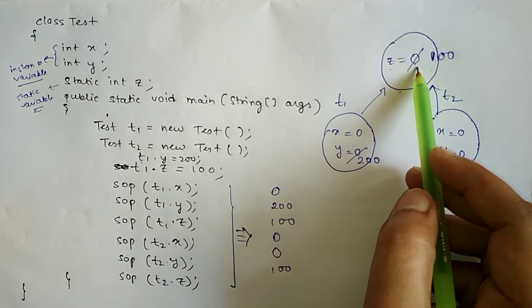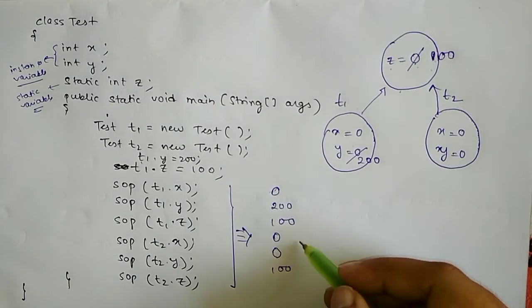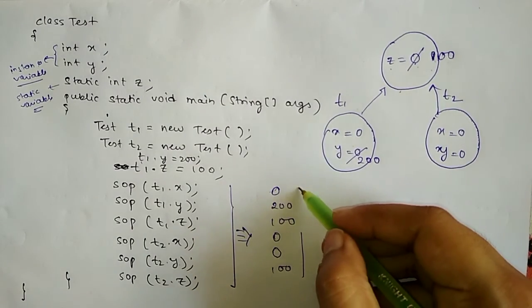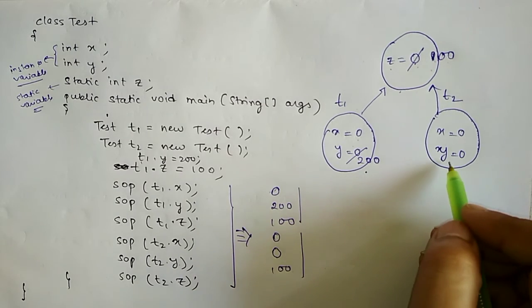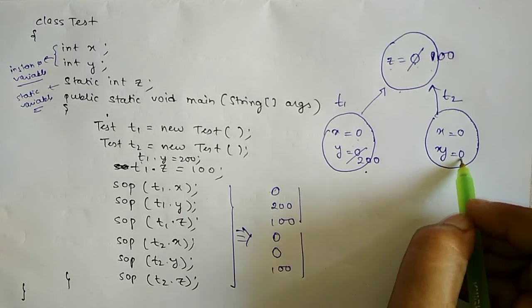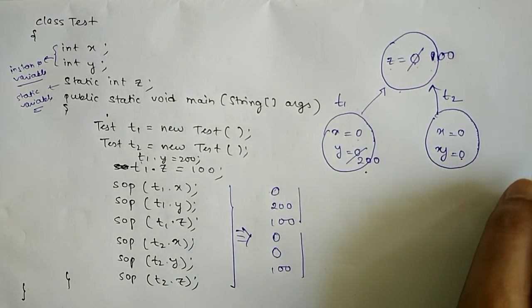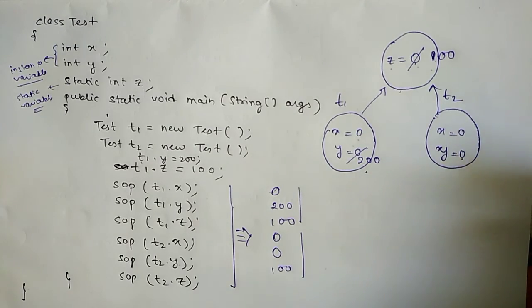We have changed the value of z from 0 to 100, so the changed value is reflected here. But in the case of the instance variable, if we change the value of y for the first object, the value for the second object has not been changed. This is the major difference between static and instance variables. So this was all about variables: the instance variable, static variable, and local variable.